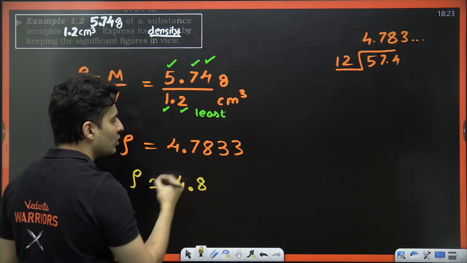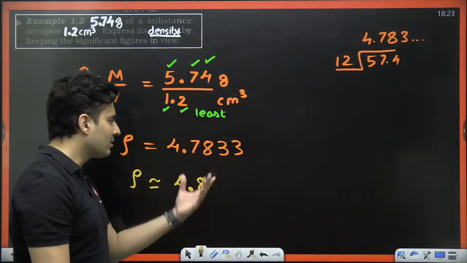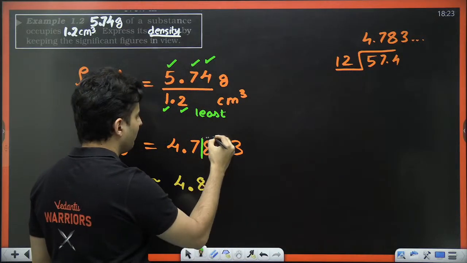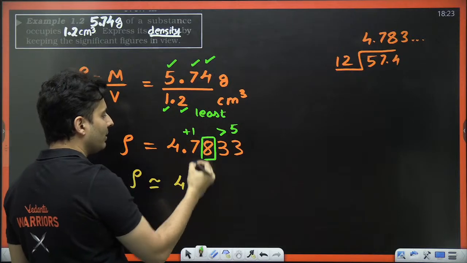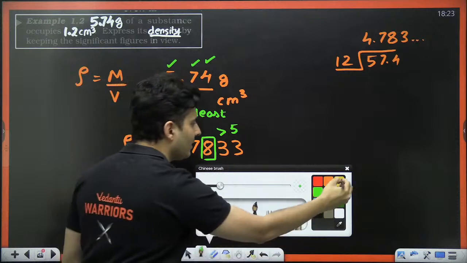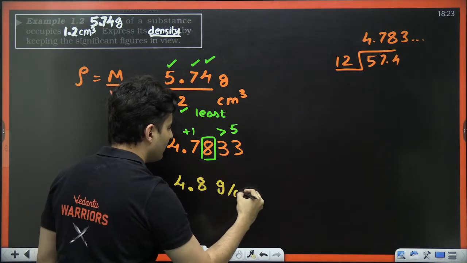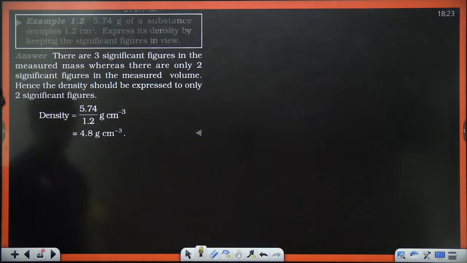78 will become very close to 80, right? That's all you need to check. It's very straightforward, my dear students. This number 8 is more than 5, so you will add 1 to the previous one. So it will become 4.8. So that is the final answer: 4.8 gram per centimeter cube. That is how you get the answer.